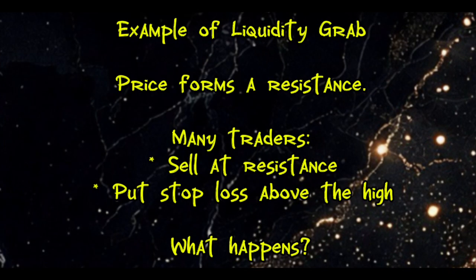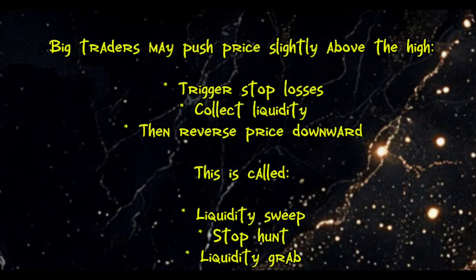So moving forward, in an example where we say liquidity grab, price forms a resistance. And what do many traders do? They sell at resistance. That's what we are all taught in our textbook knowledge. Put stop losses above the highs. And then what happens after that? Big traders may push price slightly above the high, trigger stop losses, collect liquidity, then reverse price downward. This is called liquidity sweep, stop hunt, liquidity grab.